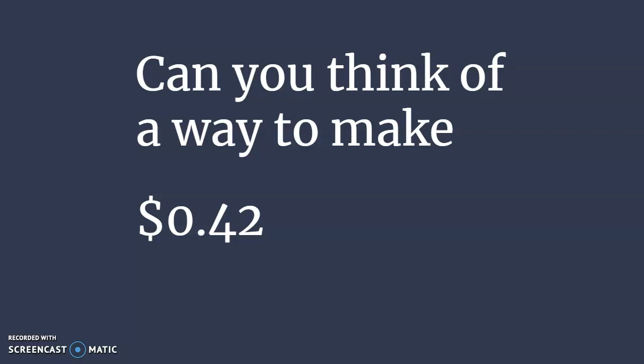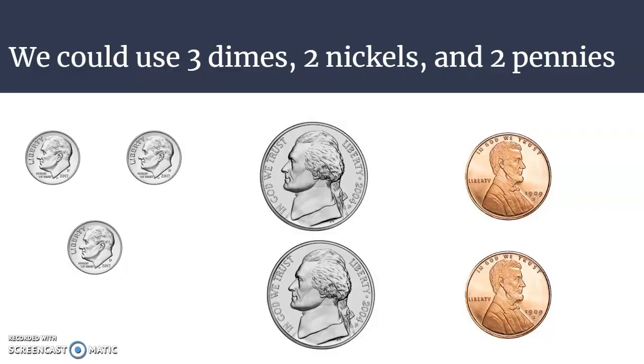So obviously I stated before you can always count by ones and have 42 pennies, but another way you could make it is you could have 3 dimes, 2 nickels, and 2 pennies. So let's count this the way we know how to count. We always start with the biggest coin. So I have 10, 20, 30 cents, and then nickels were worth 5, so I have 35, 40, and then my pennies that are only worth 1, so I have 41, 42 cents.